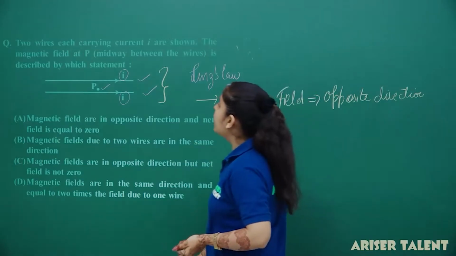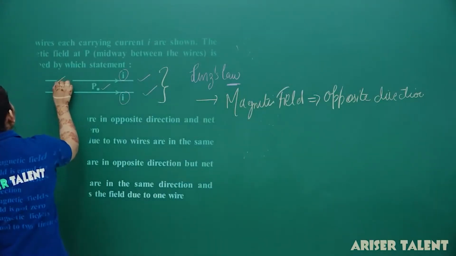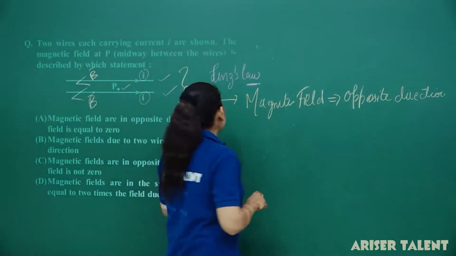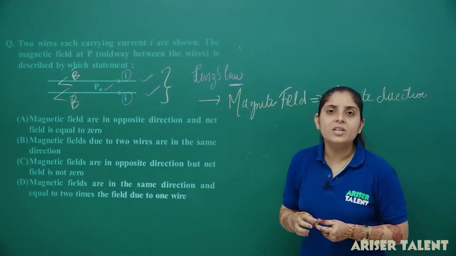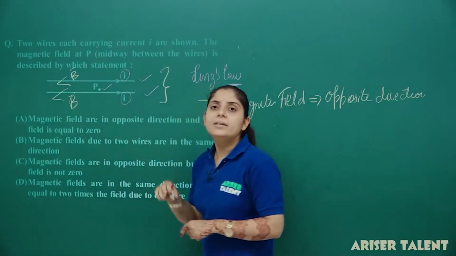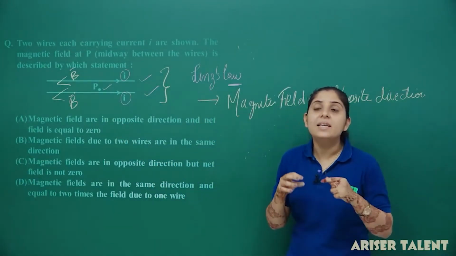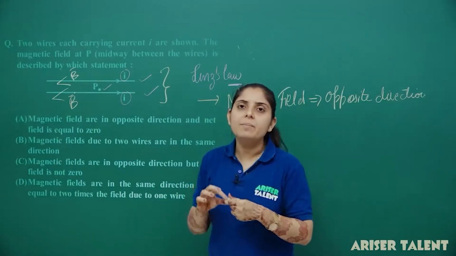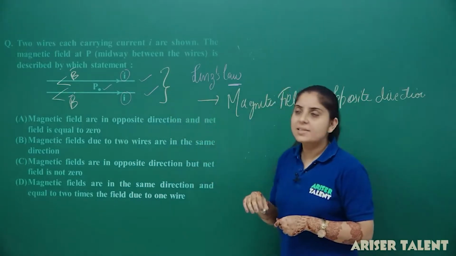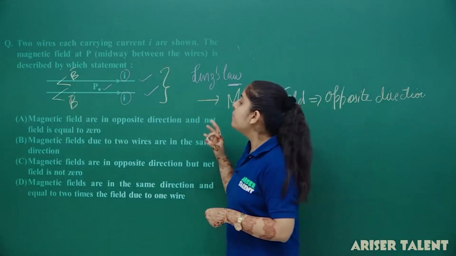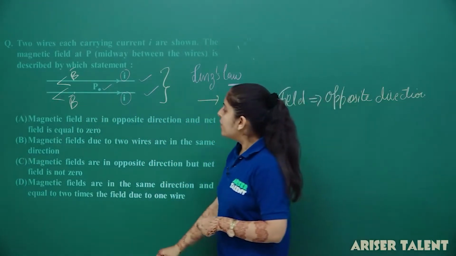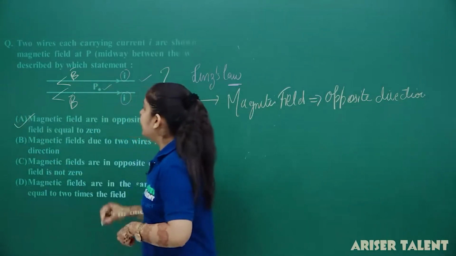And it will be according to Lenz's law. If the current is flowing in this direction, we have the magnetic field in this direction. So if the magnetic fields are in opposite direction with the same magnitude of current, they will cancel each other, and the net magnetic field due to these two wires will be equal to 0, because these are opposite cases. So option A is correct here.